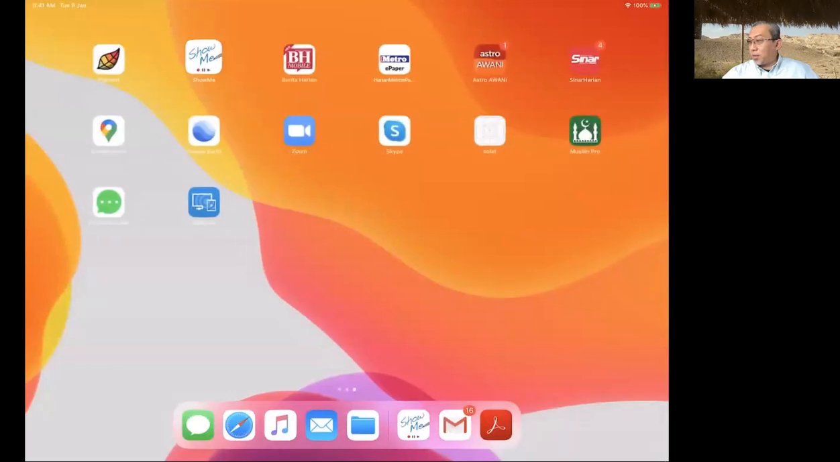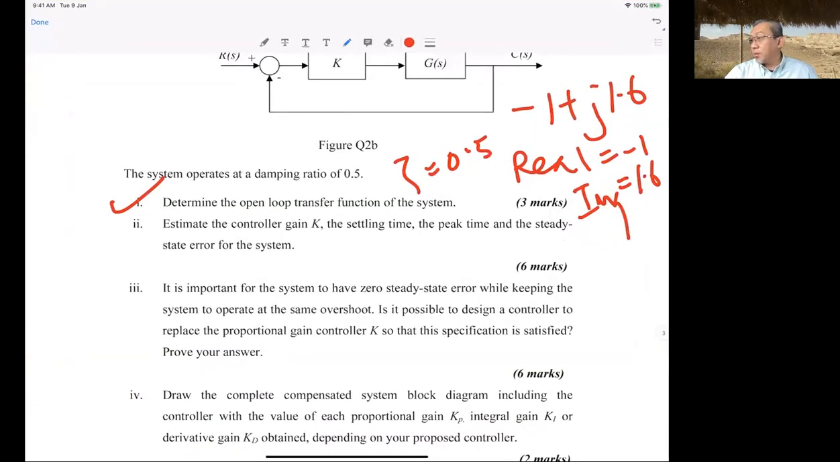Next question: it is important for the system to have zero steady state error while operating at the same overshoot. Is it possible to design a controller to replace the proportional gain so that this spec is satisfied? Prove your answer. What do you understand from part 3? The question asks how to replace the P controller with one that can reduce steady state error to 0. So you use a PI controller.